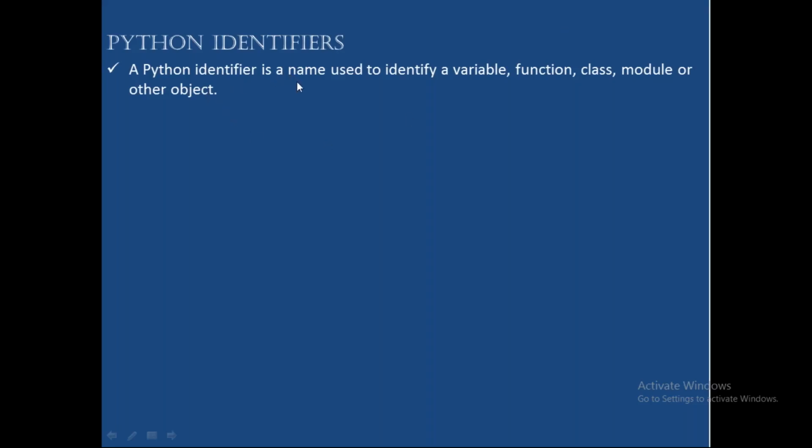See, a Python identifier is a name used to identify a variable, function, class, module, or other objects. What is a variable? A equal to 10. I have assigned the value 10 to A. That is nothing but A is a variable. Next we have a function. To define a function I will use def and give a name. For a class, I will use class and give a name. For a module, also I will give some name.